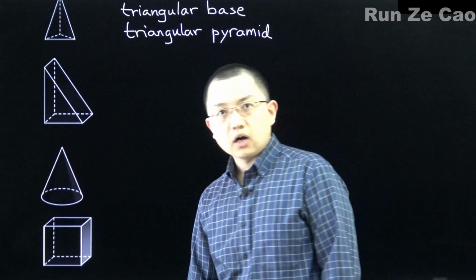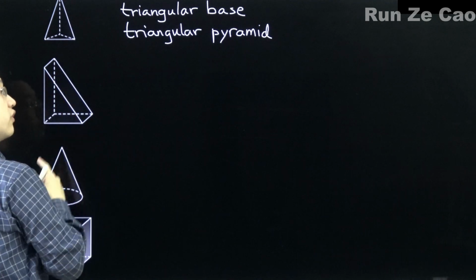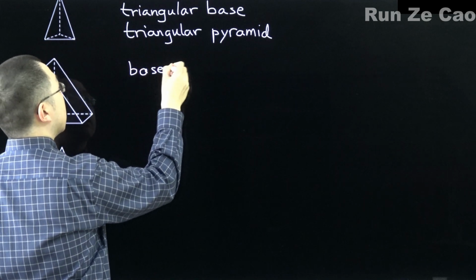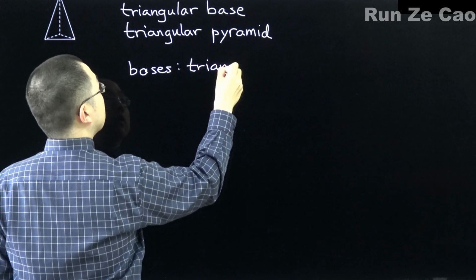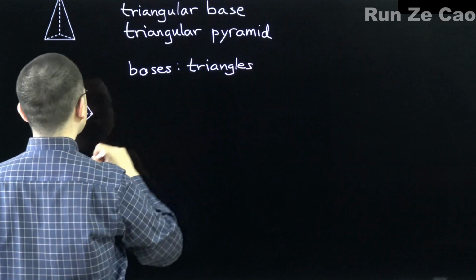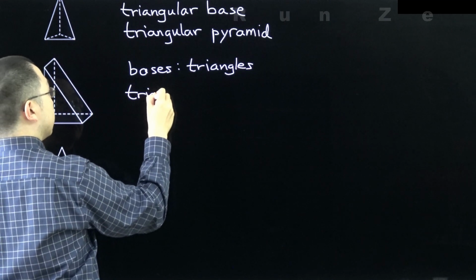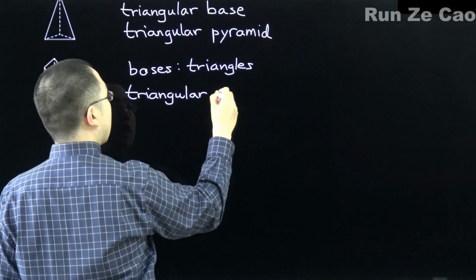How about this one? Well, we see that there are two parallel faces. So these parallel triangular faces are the bases. Triangles. And this is a triangular prism.